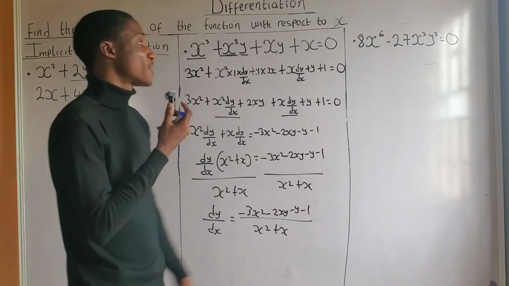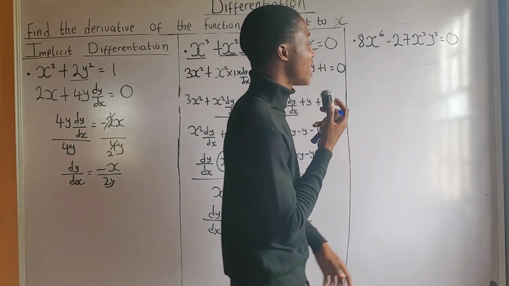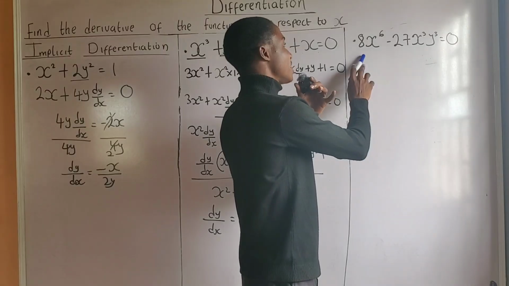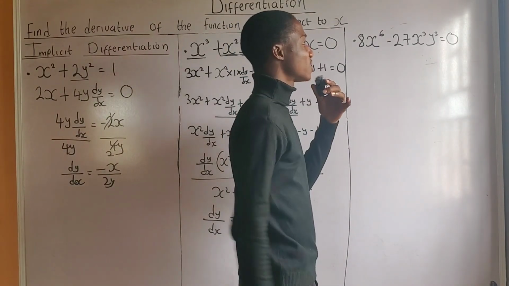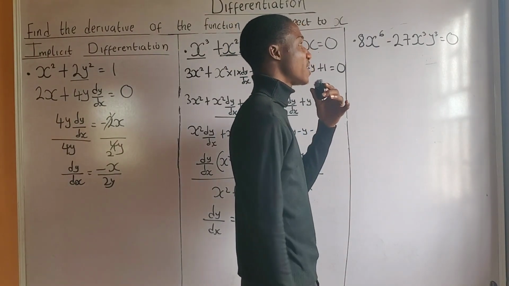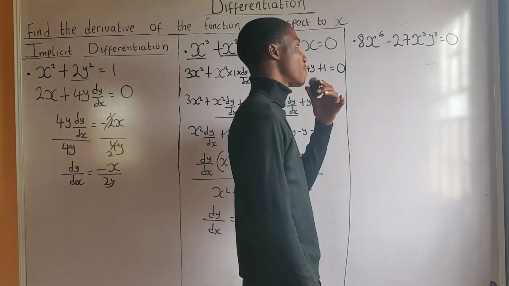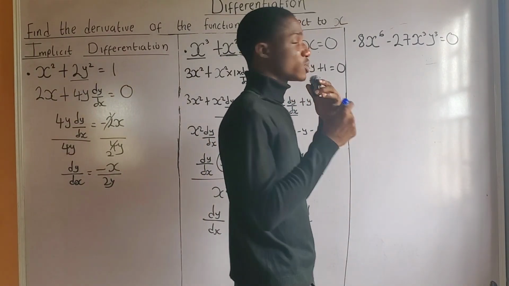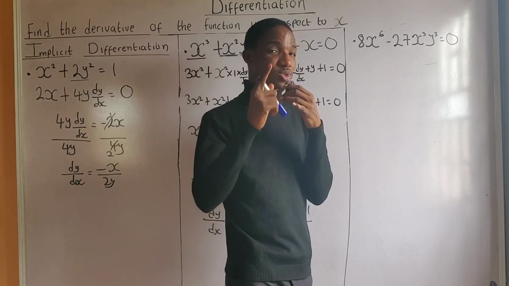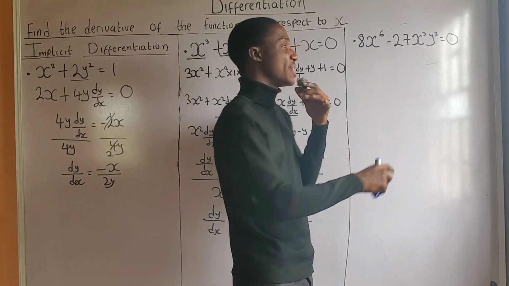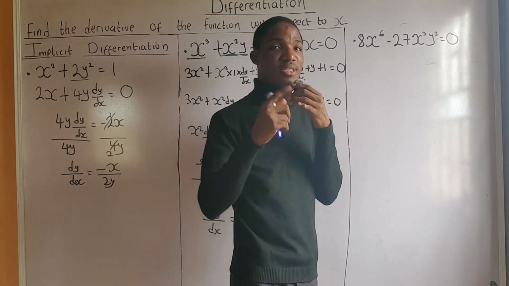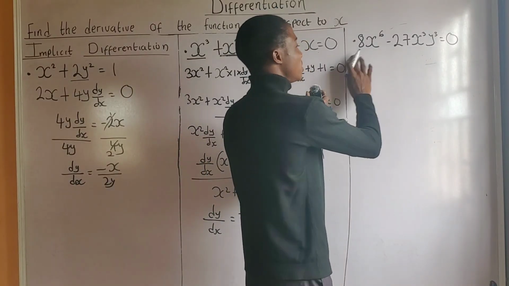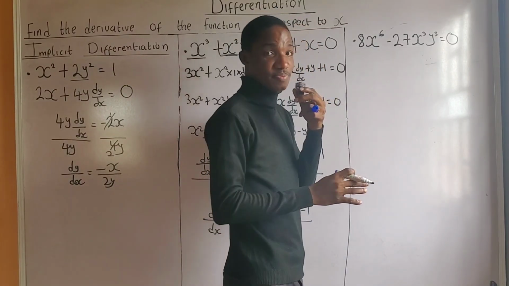So that's it. Okay, now let's consider this question as well under implicit differentiation. We are asked to find the derivative of 8x raised to the power of 6 minus 27x raised to the power of 3 y raised to the power of 3 equals to 0. Okay, how do we take the derivative of this function? Well, to do that, because we are differentiating y with respect to x, anytime you differentiate y in this function, you're going to multiply that derivative by dy dx. Do not forget, okay?